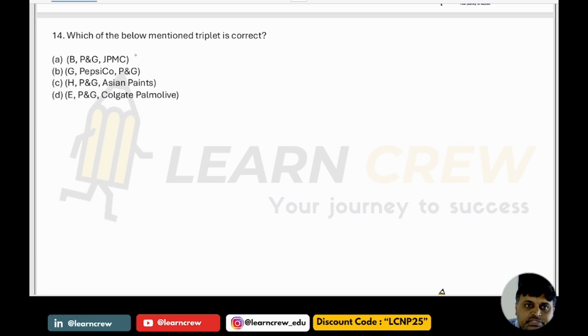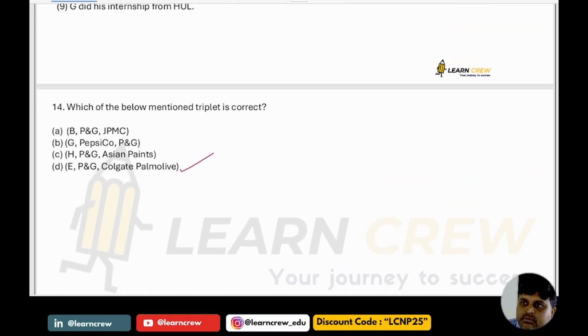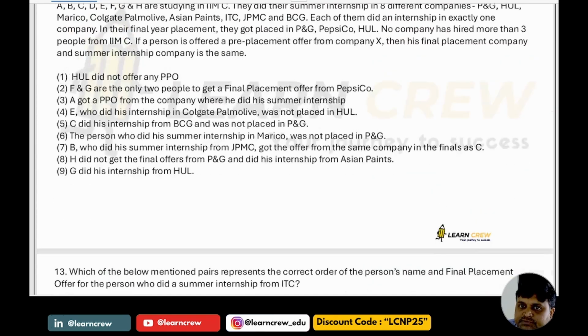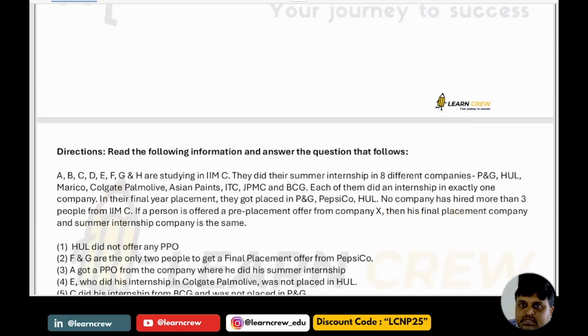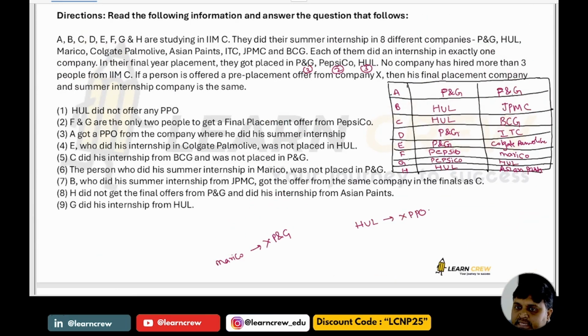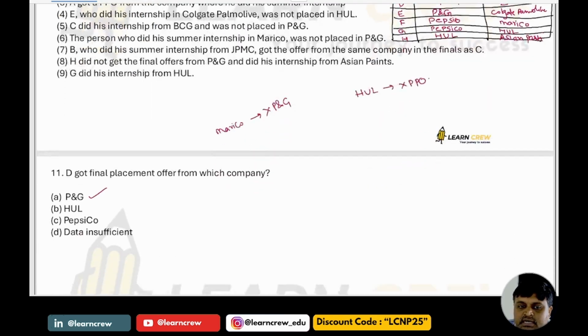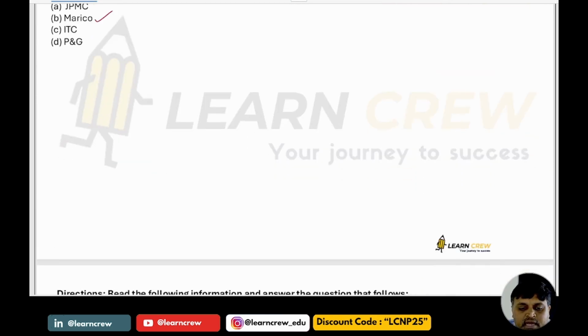Then the 14th question. Which of the below mentioned triplets is correct? The answer is E, P&G, Colgate Palmolive: final offer from P&G and internship from Colgate Palmolive, because we have already completed it. If you want to check, you can check here once again. So here E, P&G, Colgate Palmolive is a correct pair. So the 14th one, answer is D.